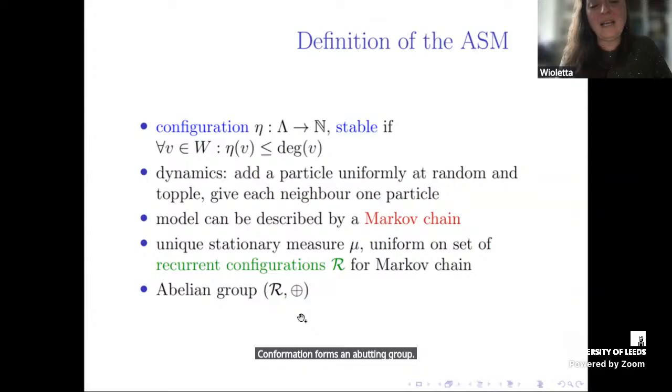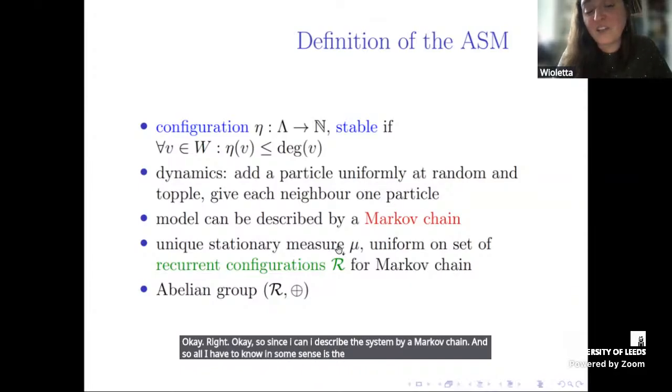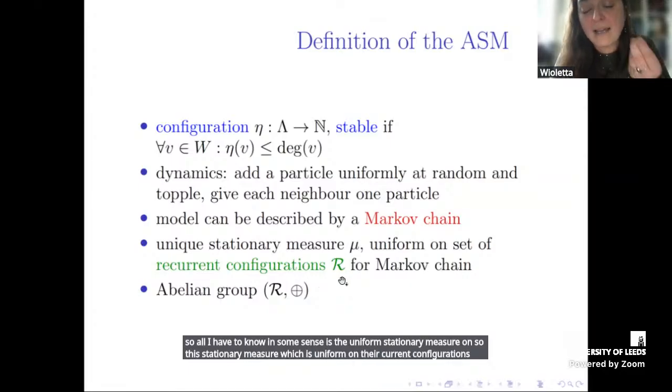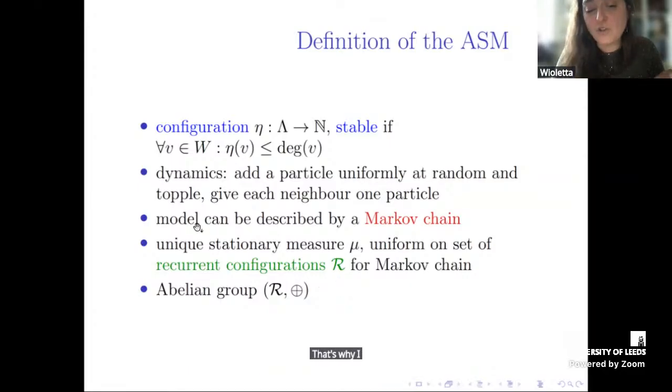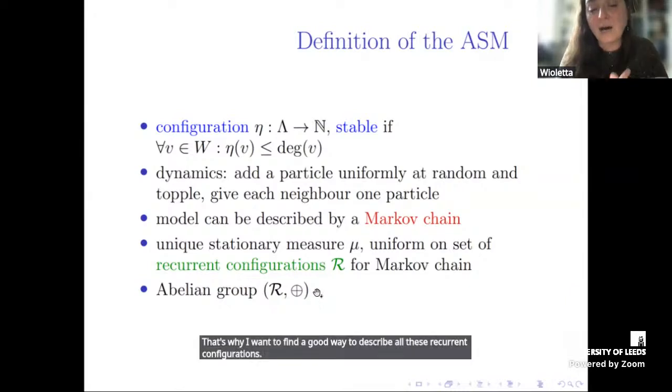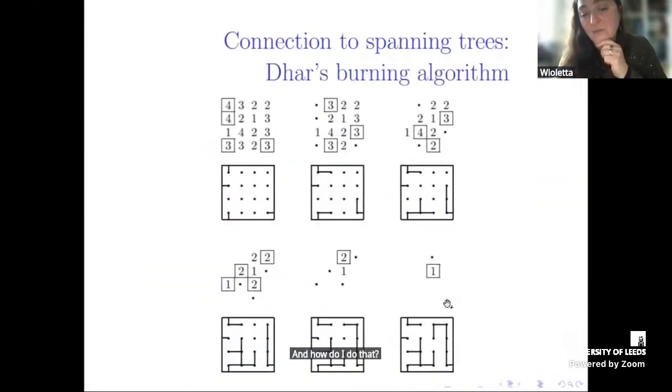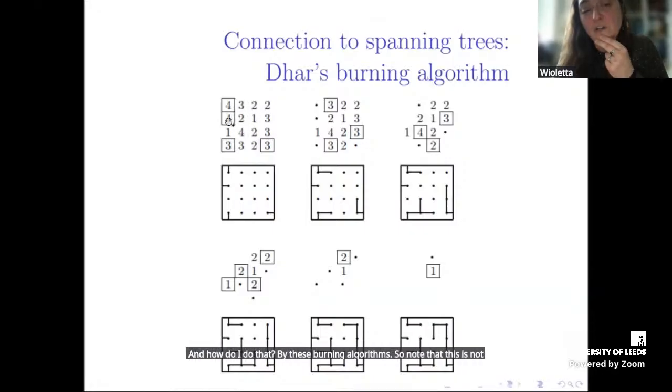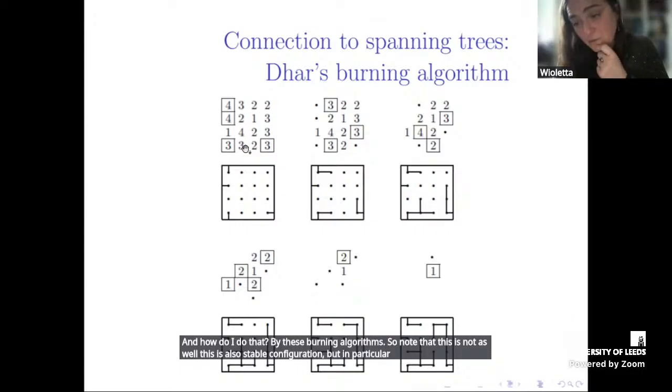Okay. Since I can describe the system by a Markov chain, all I have to know in some sense is the stationary measure, which is uniform on the recurrent configurations. That's why I want to find a good way to describe all these recurrent configurations. And how do I do that? By these burning algorithms. Note that this is also a stable configuration, but in particular, this is a recurrent configuration.